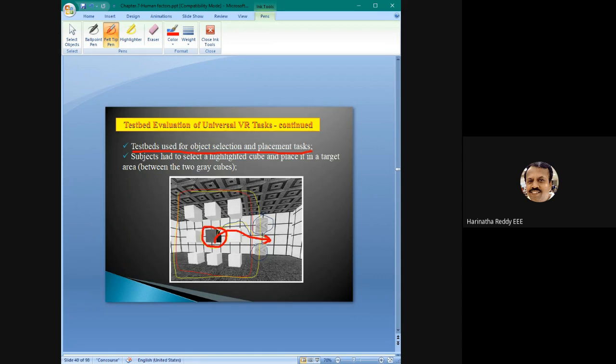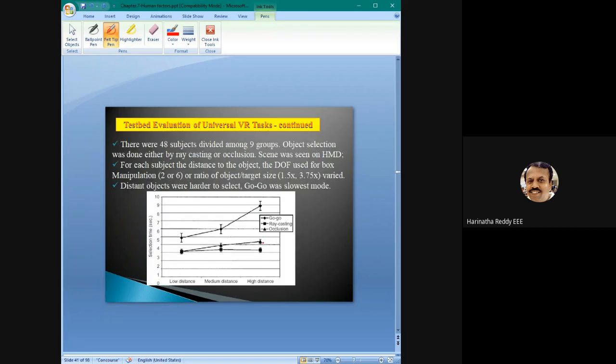Is it clear? So the second test bed example that is considered is the object selection and placement task. What is the task here? We need to select that highlighted box. Here the dark gray colored box is to be highlighted. That cube is to be taken and then placed in between the two gray blocks, that means in a target area. We call this a target area, between the two gray cubes. This is the second test bed example.